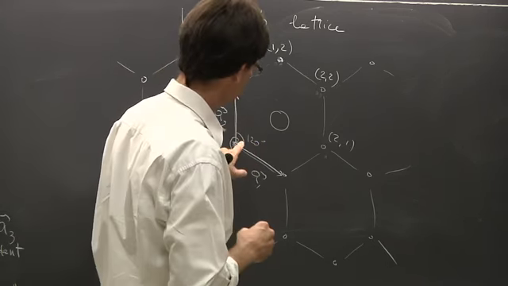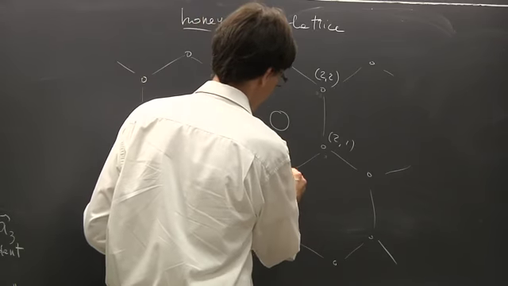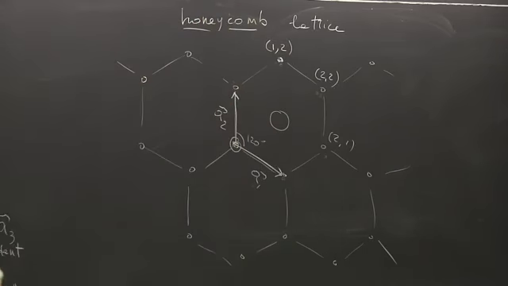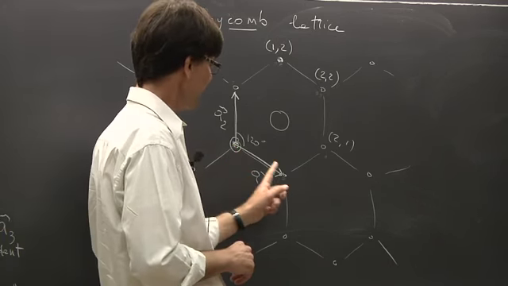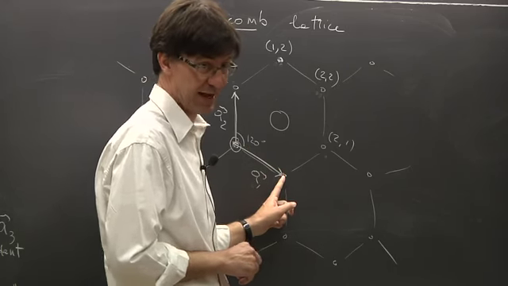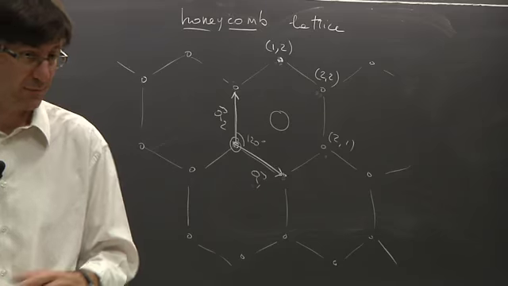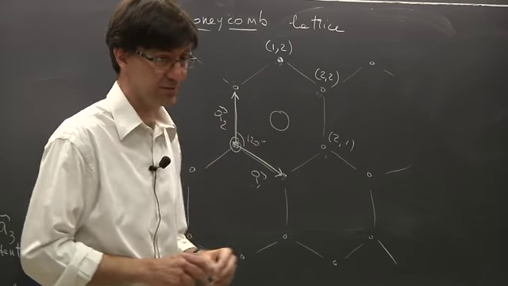Okay, let me remark something. This vector here must be, let me reason, if this is a Bravais lattice vector, and it must be if I want this to be a Bravais lattice, this must be a Bravais lattice vector.